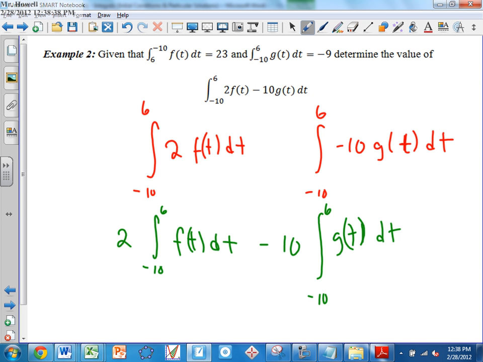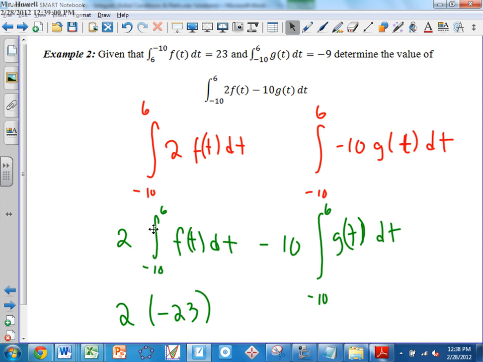Now, for f of t, we were given what? We were given that the integral from 6 to negative 10 is 23. But this is the integral from negative 10 to 6. So it's just negative. What is it? Negative 23. That's our rule, remember. This is really the negative of that. So this becomes 2 times negative 23. That's the hard part again.